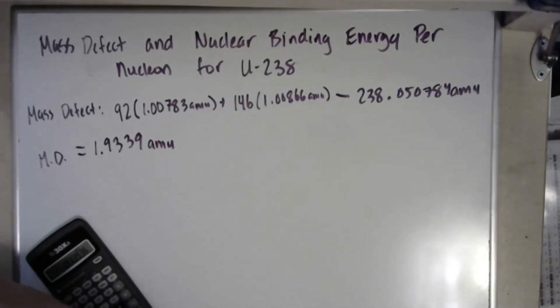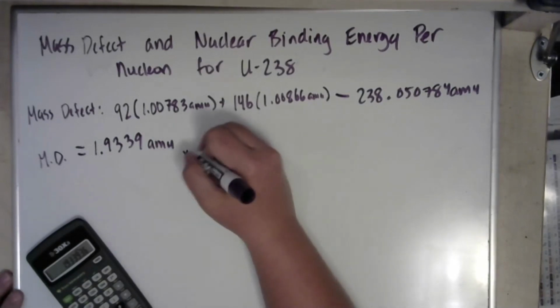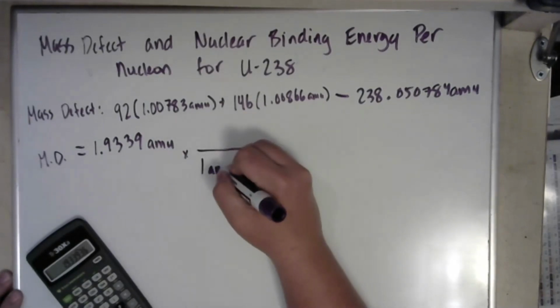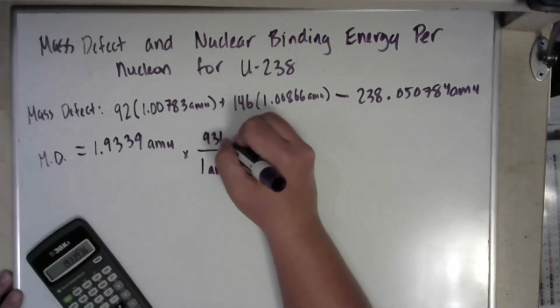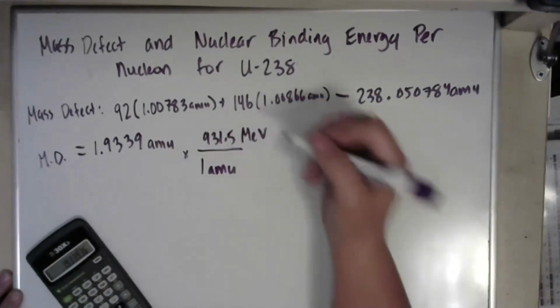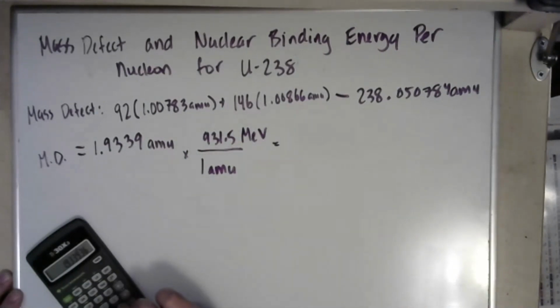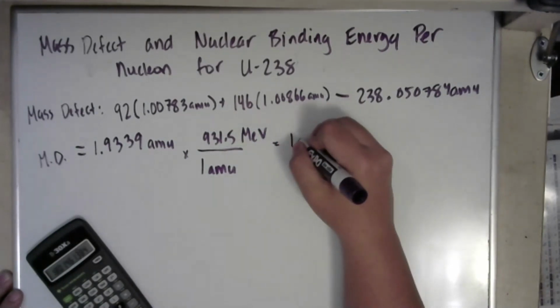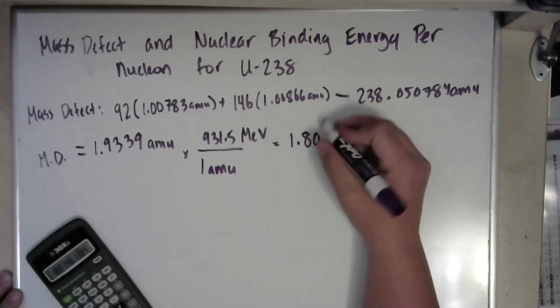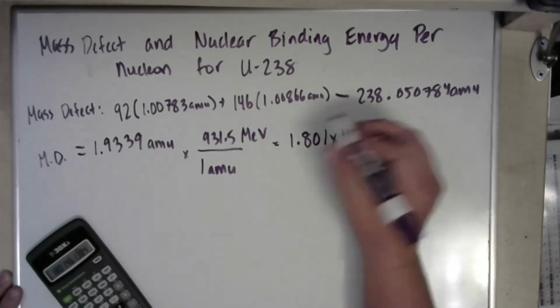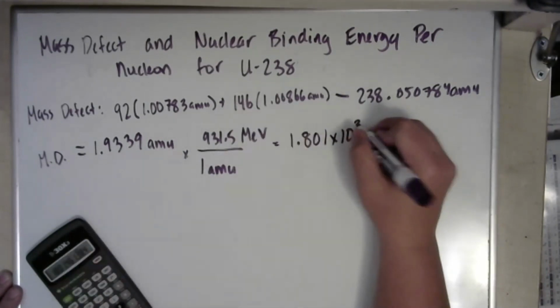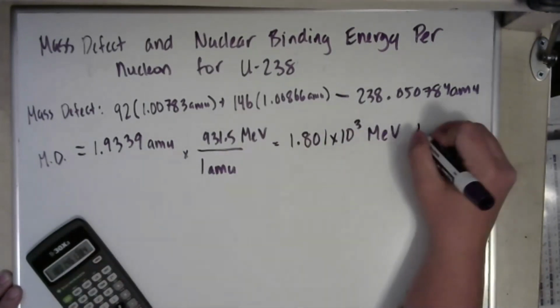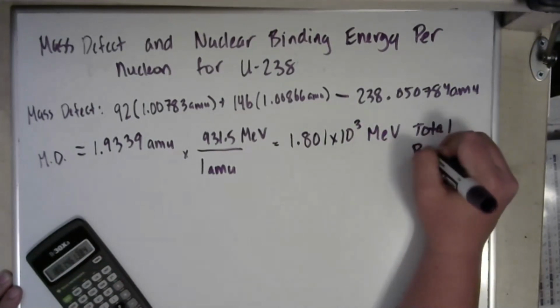So now I'm going to convert this into mega electron volts for our binding energy. Every 1 AMU is 931.5 MeV. So we're going to get 1.801 times 10 to the 3 MeV for our total binding energy.